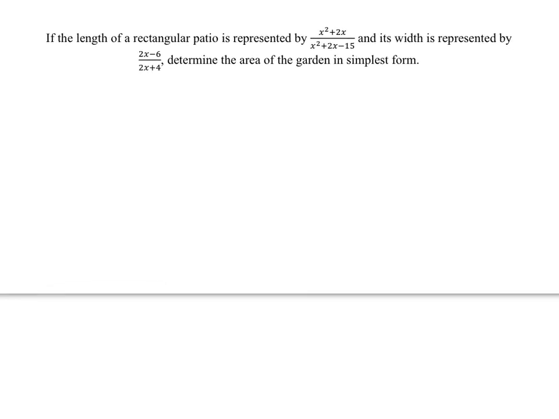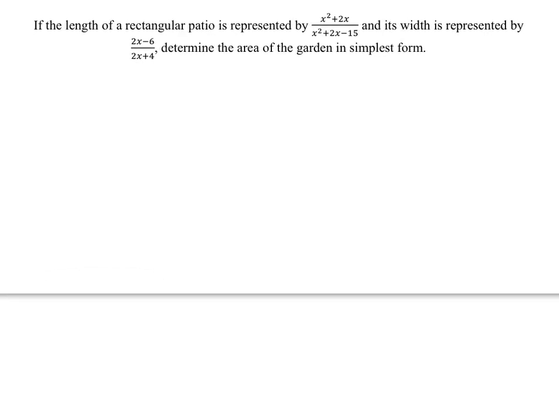It says the length of a rectangular patio is represented by this crazy expression right here. And its width is represented by this crazy expression. Determine the area of the garden in simplest form. Now this is right from a Common Core prep question, so it is exactly the kind of question you might see on a Common Core exam.